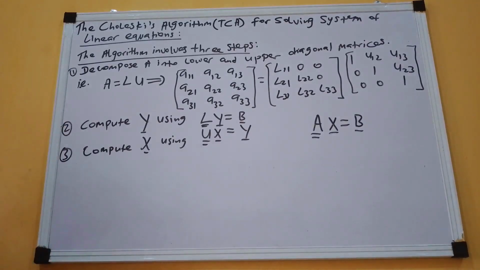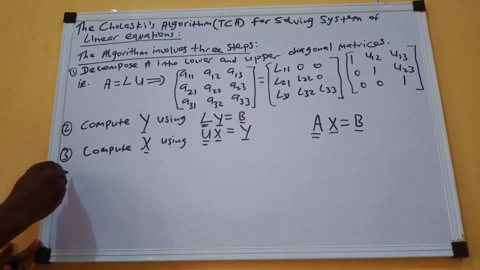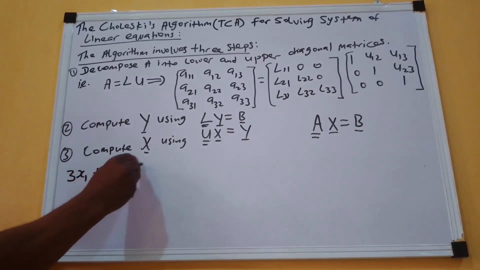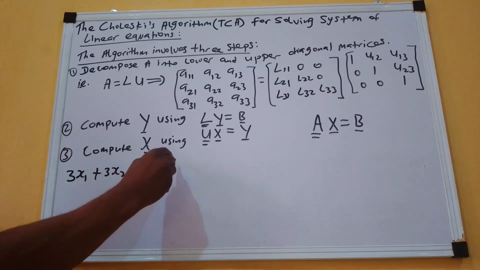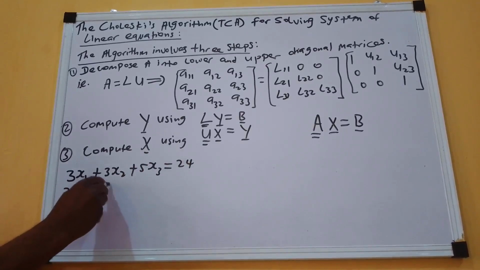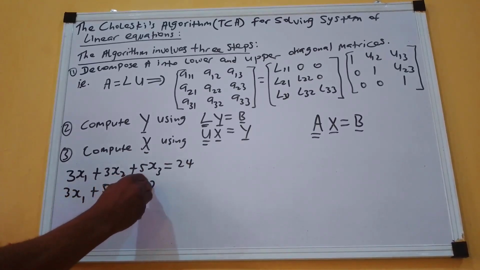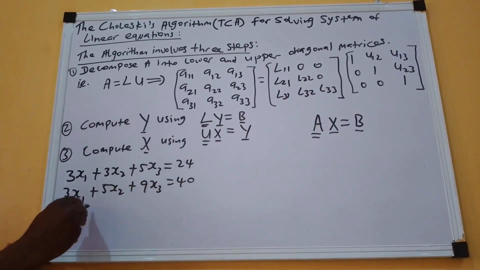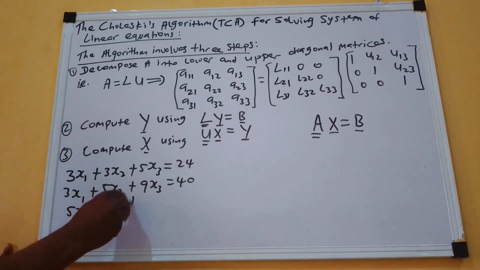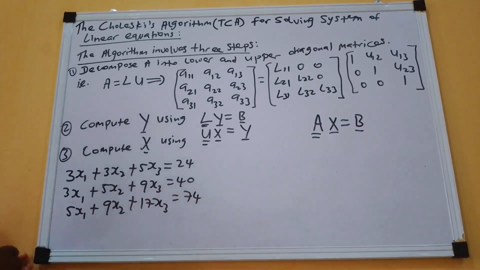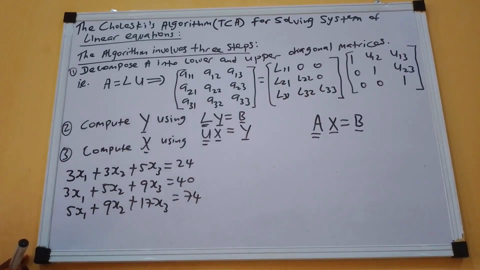Now, the system of linear equations is 3x1 + 3x2 + 5x3 = 24, 3x1 + 5x2 + 9x3 = 40, and 5x1 + 9x2 + 17x3 = 74. So this is the system we have been solving.